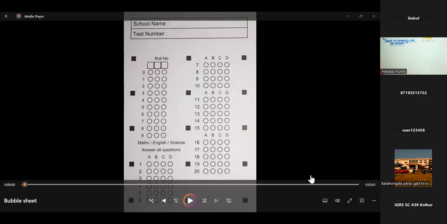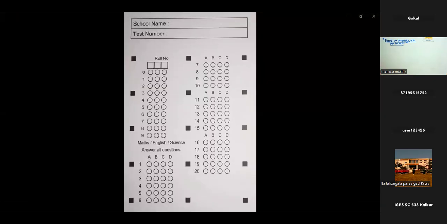Please listen carefully. Welcome to Vidya Shakti MCQ answering system. Your school would have been given a bubble sheet. This is called a bubble sheet. In this, first you have to write school name. Remember, you should write school name only in English in capital letters.